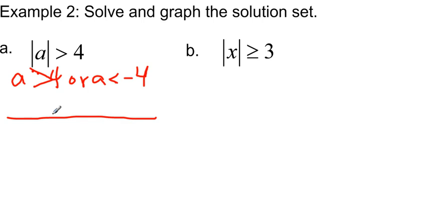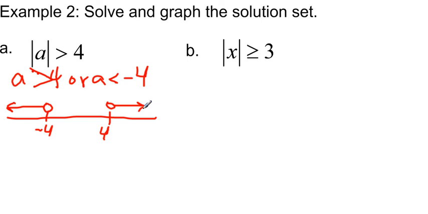Let's take a look at what the graph looks like. Here's negative 4. Here's positive 4. The symbols tell us to use open circles. A is less than negative 4 means anything to the left of negative 4, or A could be greater than positive 4, so open circle on positive 4 shaded to the right, and you can see that we've got a union of two graphs here.